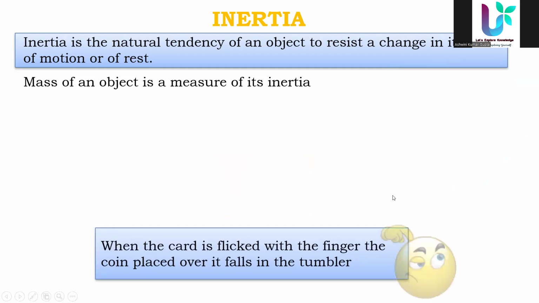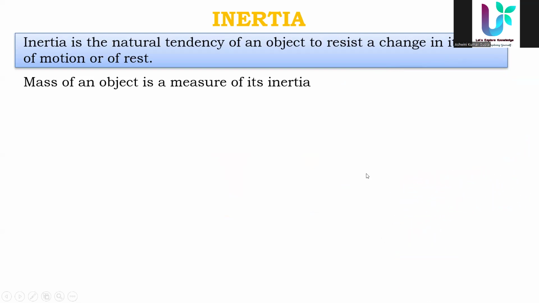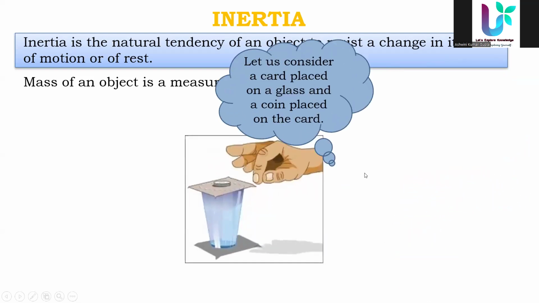चलो एक एग्जांपल देखते हैं. When a card is flicked with a finger, the coin placed over it falls down into the glass like this one. आज आप ये एक्टिविटी घर पे करना. This activity you have to do at your home. Take a glass, put a card, playing card you can choose, and put a coin over there. अब मुझे बताओ इस एक्टिविटी में अगर हम इस कार्ड को स्ट्राइक करें क्या होगा? What will happen when we will strike that particular card?